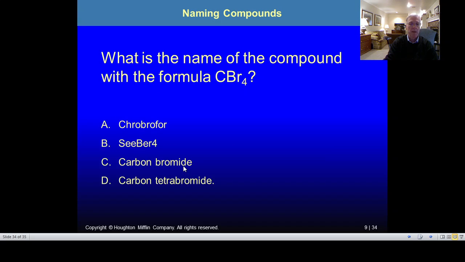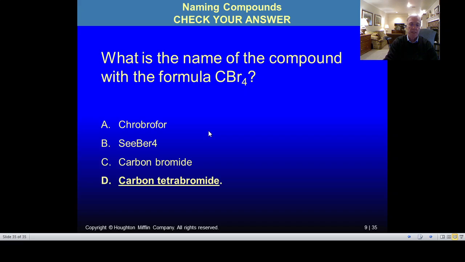Here's a little quiz for you. So what would the name of the compound with the formula CBr4 be? Notice that these are 2 nonmetals, both of them to the right of the stair step, 1 carbon and 4 bromines. What if we wanted to name that? Would it be carbon bromide or carbon tetrabromide? It would be carbon tetrabromide. It's a compound made from 2 nonmetals, carbon and 4 bromines, carbon tetrabromide.